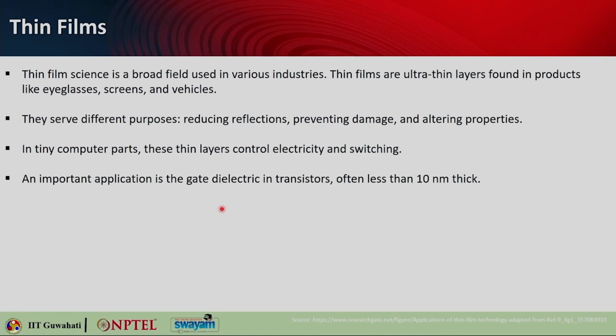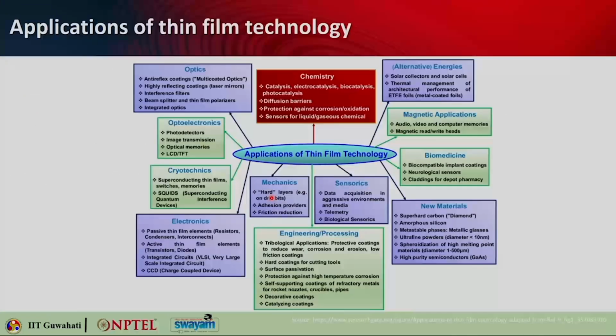So, another important application you can think of is the gate dielectric in transistors, which is often less than 10 nanometer thick. So, those are also thin films. So, here you can see applications of thin film in different disciplines. If you think of optics, it can give you anti-reflection coating, highly reflected coating, something like laser mirrors, you can have interference filters, beam splitter, then thin film polarizers, integrated optics and so on.